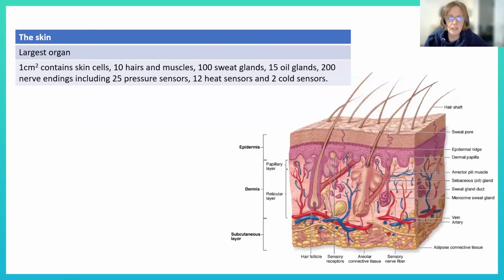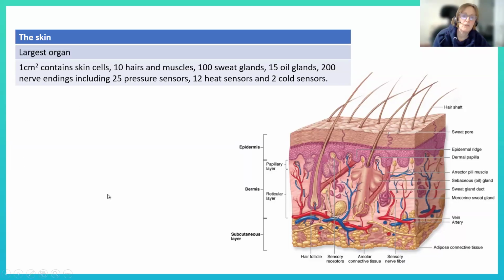So we're going to have a look at the skin. It's an organ. It's our largest organ, and it's really important in terms of defense, of stopping entry of pathogens into the body. So 1 centimetre square contains loads and loads of skin cells, 10 hairs, muscles, 100 sweat glands, 15 oil glands, 200 nerve endings, including 25 pressure sensors, 12 heat sensors, and 2 cold sensors. So there's an awful lot of sensors going on in that organ.